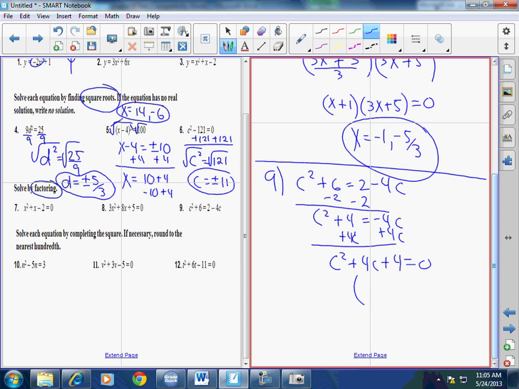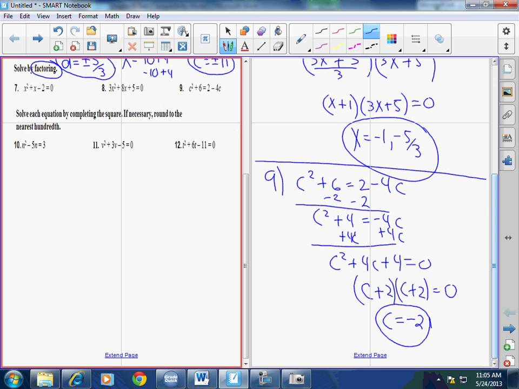And that's a perfect square. That's c plus 2 times c plus 2 equals 0. So you set c plus 2 equal to 0. It's going to equal negative 2 twice, but we don't need 2 of the same solution. It's just c equals negative 2. Done. Done and done.